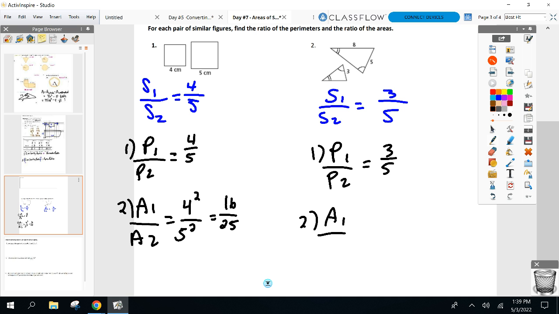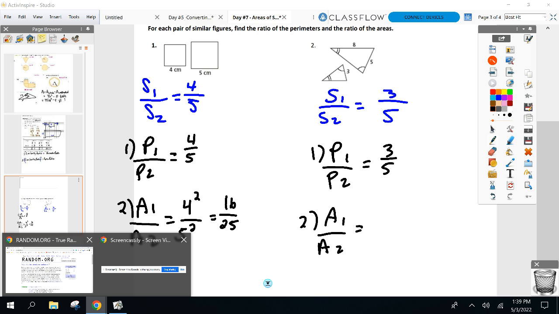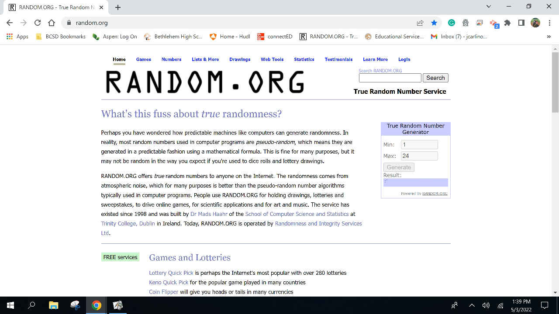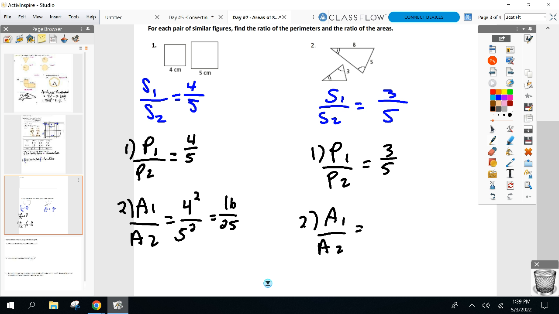How about the area ratio now of those two triangles? What's my area ratio? Didn't want to do that. 16. Square them. You got it. Any issues before we use this a different way?